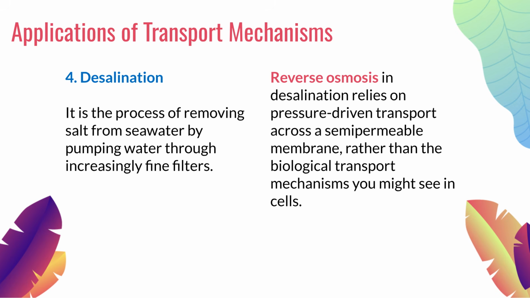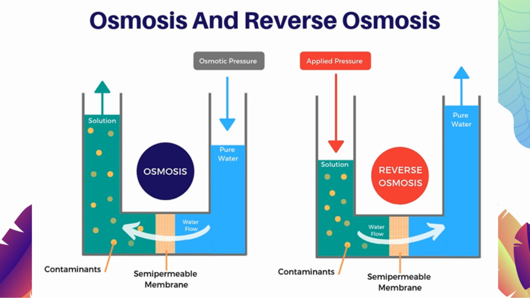Desalination uses reverse osmosis to remove salt from seawater, applying transport principles industrially. Desalination is especially important in areas with limited freshwater supplies, helping provide clean drinking water and support agriculture and industry. Reverse osmosis is a process that uses pressure to force water across a semi-permeable membrane, allowing water molecules to pass through while removing dissolved salts, minerals, and other impurities. It is widely used in desalination and water purification to produce clean, safe drinking water.